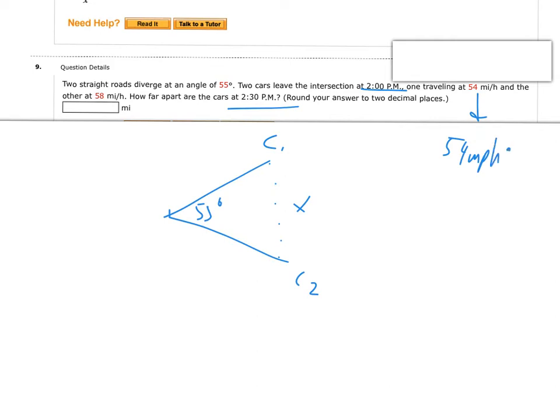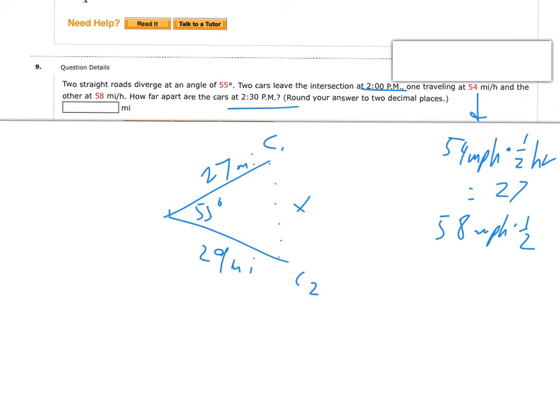And one of them is going 54 miles an hour, but they're only going 54 miles per hour for half an hour. And so I have to cut that in half here, and so this distance is actually going to be 27. And so same thing with the other one. That's going to be 58 miles per hour times half an hour. That's going to be 29 miles. So you do have to take into account there the time that they've traveled.